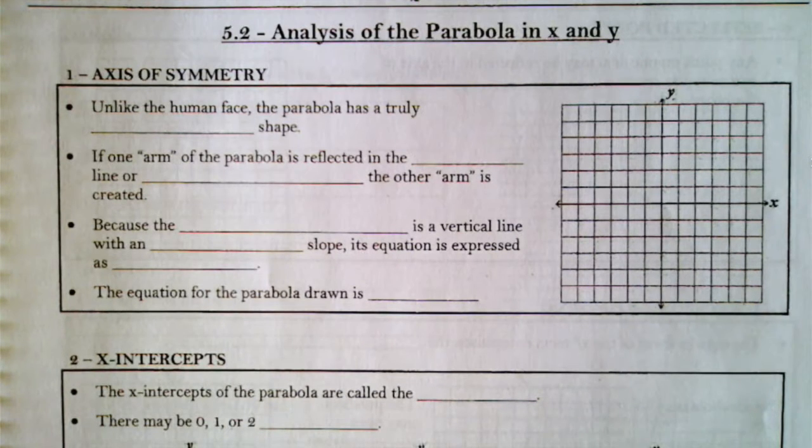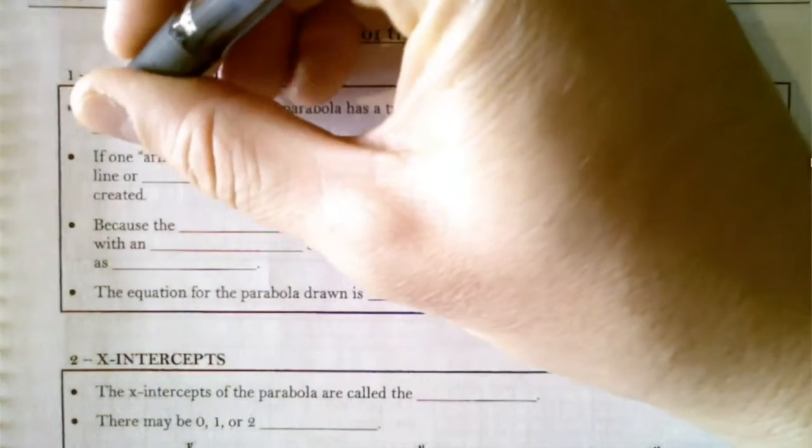Okay, this is lesson 5.2, and in this lesson we're going to do an analysis of the parabola in the x and y axis. And we're going to look at all of the features a parabola can have. The first one is called the axis of symmetry. Unlike the human face, the parabola is truly symmetrical.